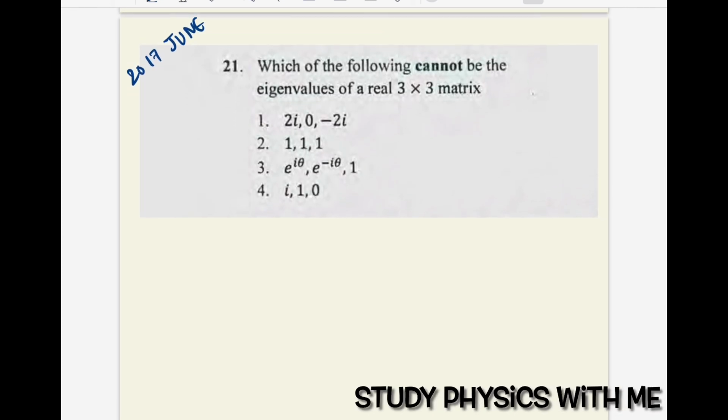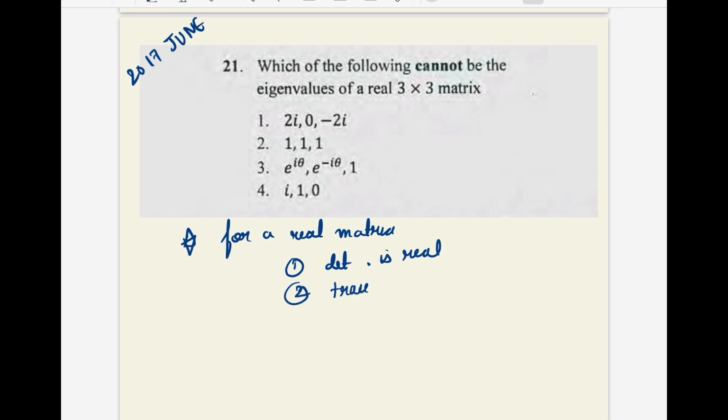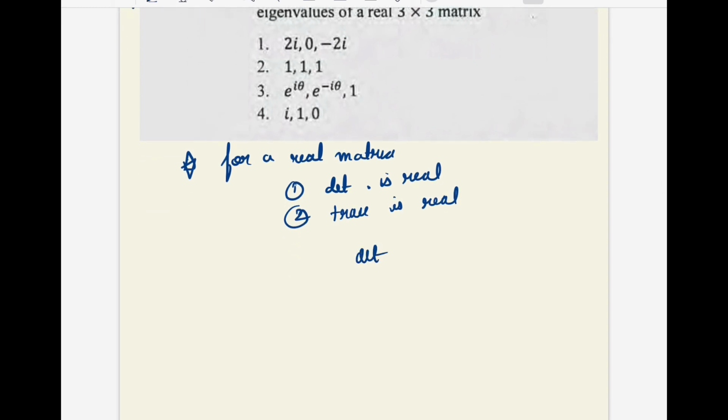So the next question is from 2017 June. Which of the following cannot be eigenvalues of a real 3x3 matrix? In order to determine the eigenvalues of a real matrix, one should remember this thing. For a real matrix, first, the determinant is real. Second, the trace is also real. So we will determine for all these options what the determinant is.